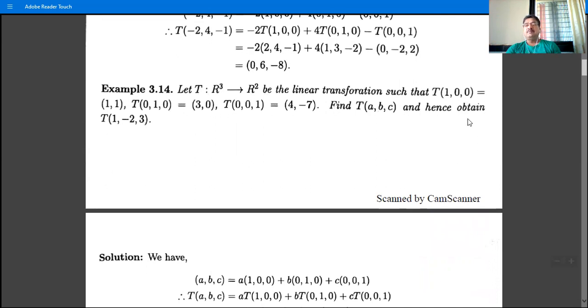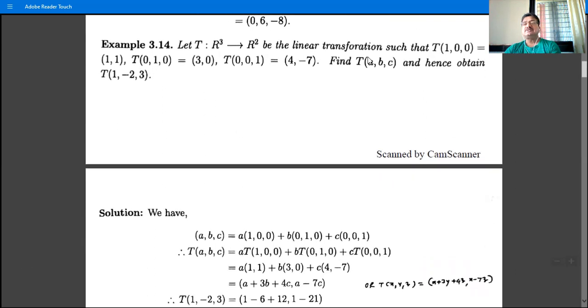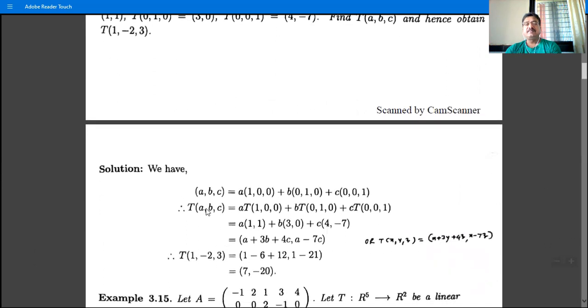And we have to find T of (a, b, c), and hence find T of (1, -2, 3). That is just substituting a, b, c as 1, -2, 3. So we have to express this (a, b, c) as a linear combination of (1, 0, 0), (0, 1, 0), and (0, 0, 1). Very obviously, (a, b, c) is equal to a(1, 0, 0) plus b(0, 1, 0) plus c(0, 0, 1).